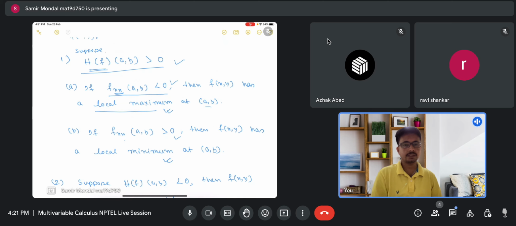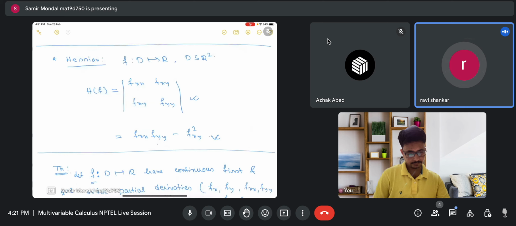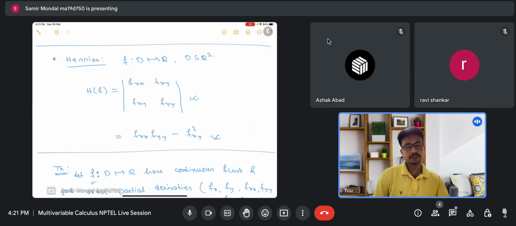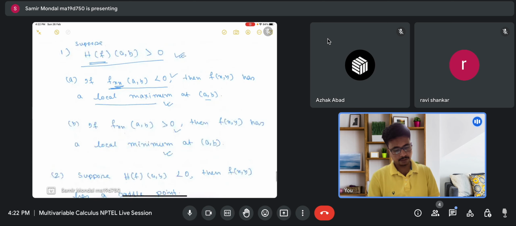Could you please give me the answer to this question? When your Hessian is strictly greater than 0, we are looking only at f of xx, not f of yy. Why? X and Y are independent variables, no? They won't affect each other. Not like that. Here we are talking about the sign only, the sign of this quantity at the point (a, b).